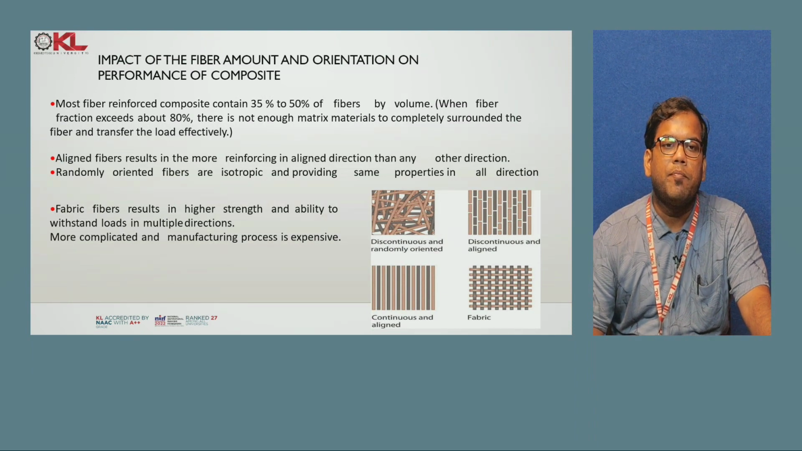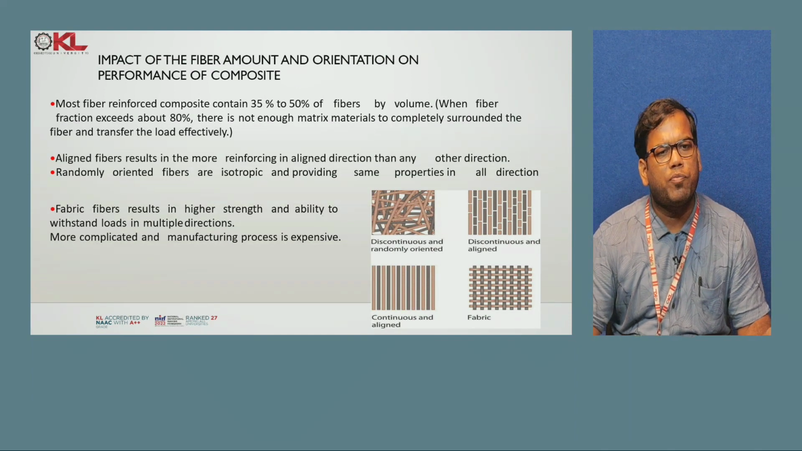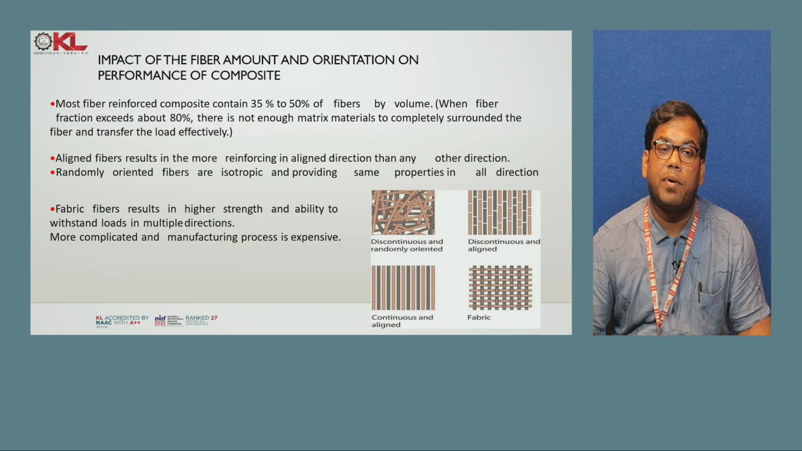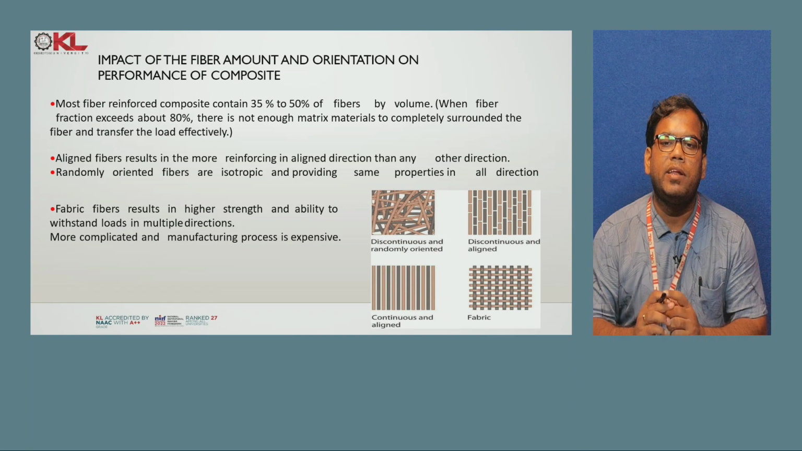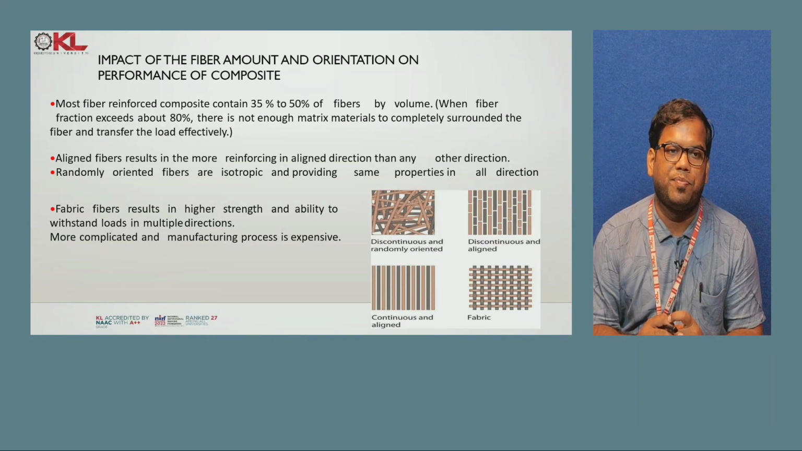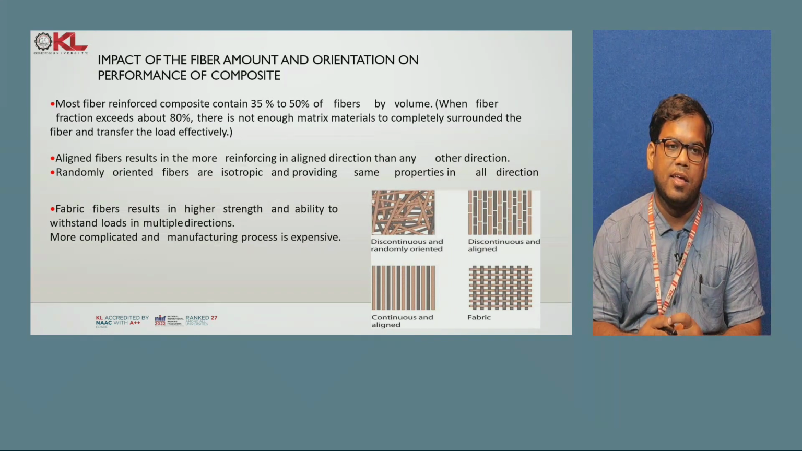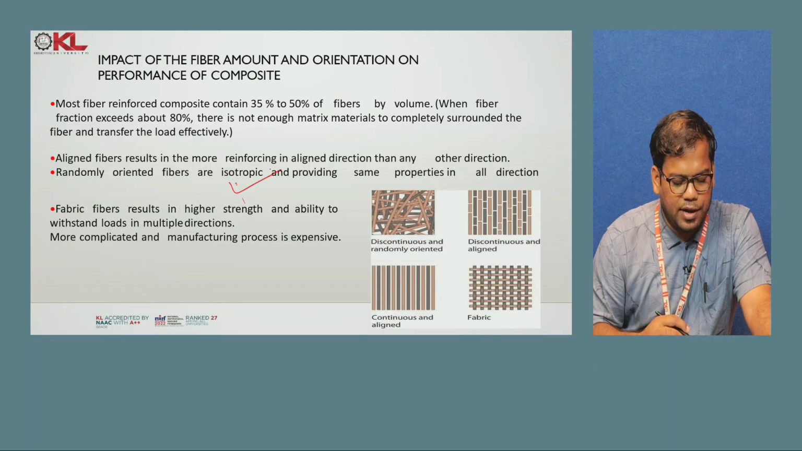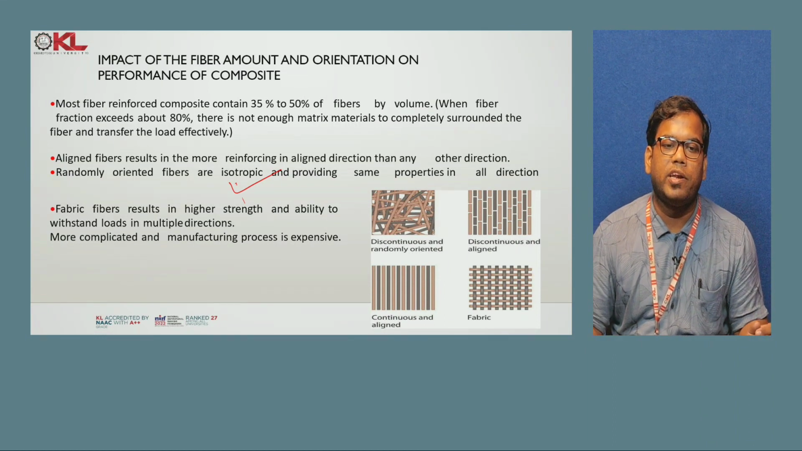So we'll see the impact of fiber amount and orientation on the performance of composite. Most fiber reinforced composites contain 35 to 50% fiber by volume. When the fiber fraction exceeds about 80%, there is not enough matrix material to completely surround the fiber and transport the load effectively. Aligned fiber results in more reinforcement in the aligned direction than any other direction. Randomly oriented fibers are isotropic in nature and provide the same property in all directions. Fiber property results in higher strength and ability to withstand loads in multiple directions.